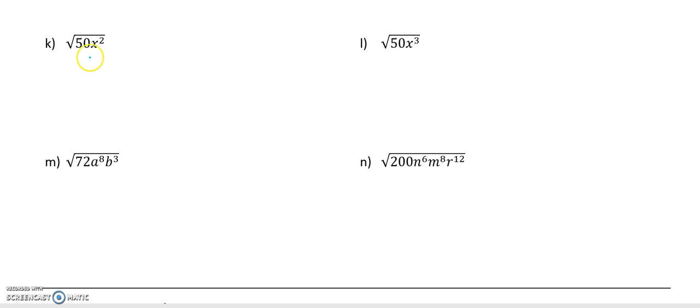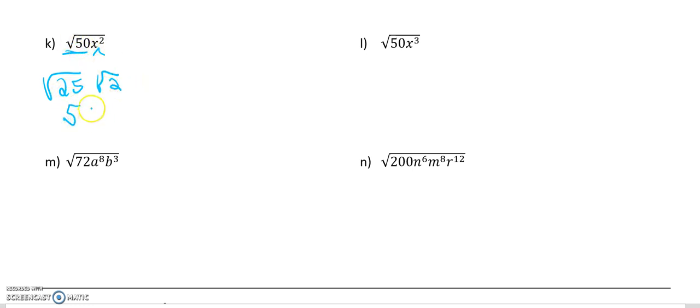Now at K, what's unique about that is we start introducing variables. The variables I stress here are no different than yesterday, but it'll be a nice review in case you didn't fully understand yesterday. Start with the 50 just like we did on the front. I'm going to break 50 down into 25 and 2. 25 times 2 gets me back to 50, but 25 is the perfect square of 5, so I can simplify that down to a 5 square root of 2. Now the x, think back to what we did yesterday. We said we have 2 x's. How many pairs can I make? I can make 1 pair. Was there any left inside? No. So now that would be my final answer.